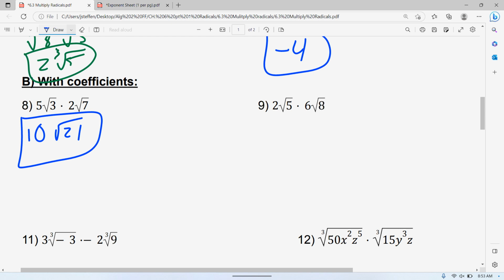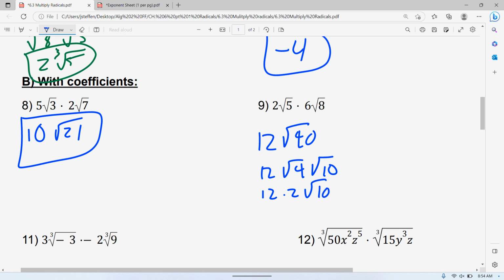Number 9, 2 root 5 times 6 root 8. 2 times 6 is 12. 5 times 8 is square root of 40. This one, we can reduce that 40. We just did this one. 40 is the square root of 4 times the square root of 10. The square root of 4 is 2, so 2 root 10. 12 times 2 is 24, so 24 root 10.